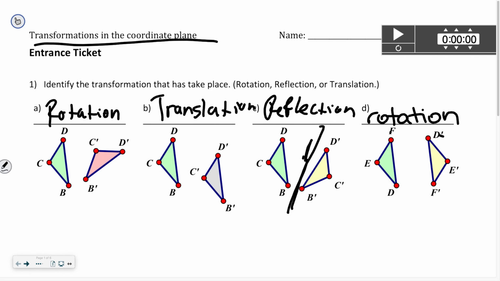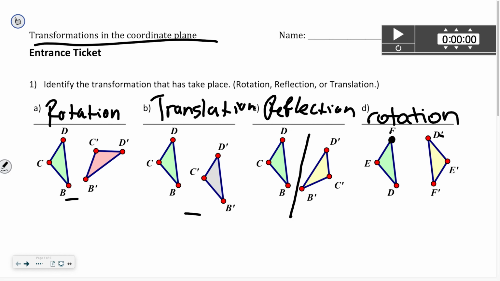Today we talked about the three different kinds of rigid motions. All right, we have rotation, reflection, or translation. The first one is a rotation, the second one is a translation, and the third one is a reflection. Although you might think it's a rotation, it's actually a reflection, okay? And that's the line of reflection. And lastly, the final one here, you have a rotation.